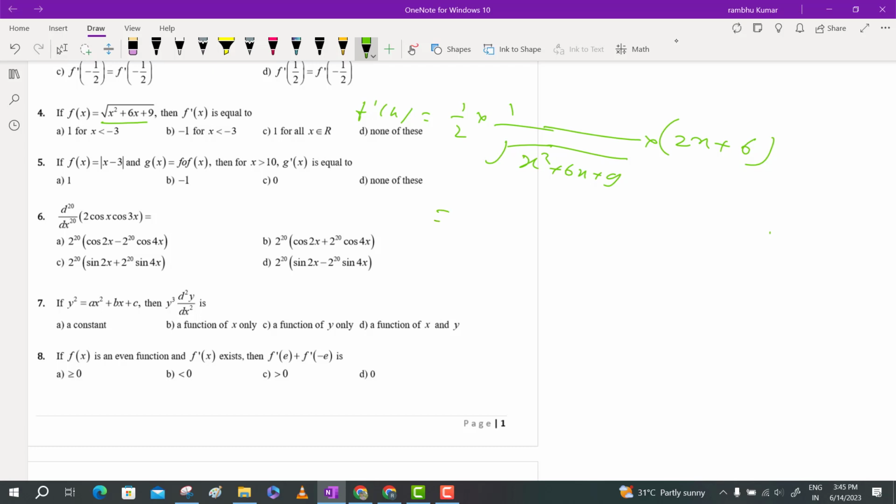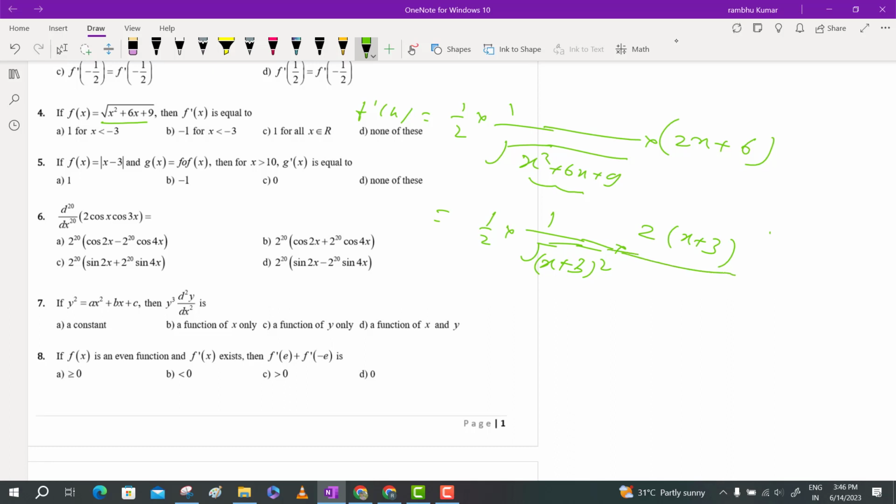Now you know this particular thing you can write as 1 by 2 into 1 by root under (x plus 3) whole square, into 2 by x plus 3.